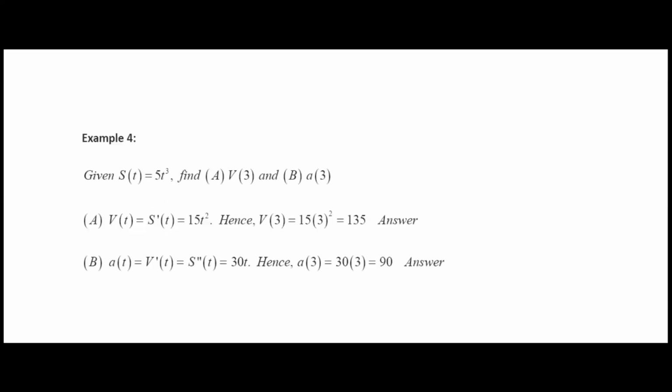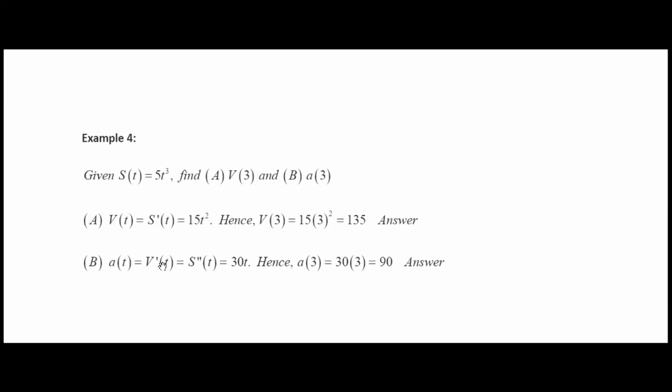We leave you with one last problem. What if we're given s of t is 5t cubed, and we have two problems here. Problem A, find v of 3, and B, find a of 3. Well, v of 3 means find the derivative, find s prime of t, and then evaluate when t is 3. So that's what we'll do. v of t is s prime of t, which is 15t squared. So v of 3 is 15 times 3 squared, which is 135.